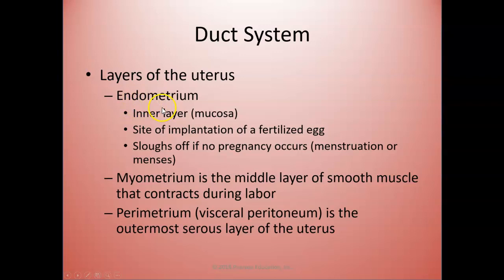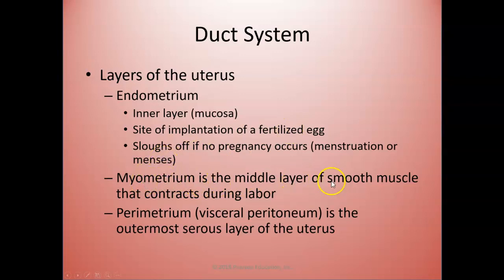So there's the endometrium. This is the innermost layer, and this is the site of implantation of a fertilized egg. And then during menstruation, or the menstrual cycle, this is the part that sloughs off. It breaks down. It's nutrient rich, and we don't want to keep it there because it serves as a potential site for bacterial infection. So it comes off and comes out during the menstrual cycle.